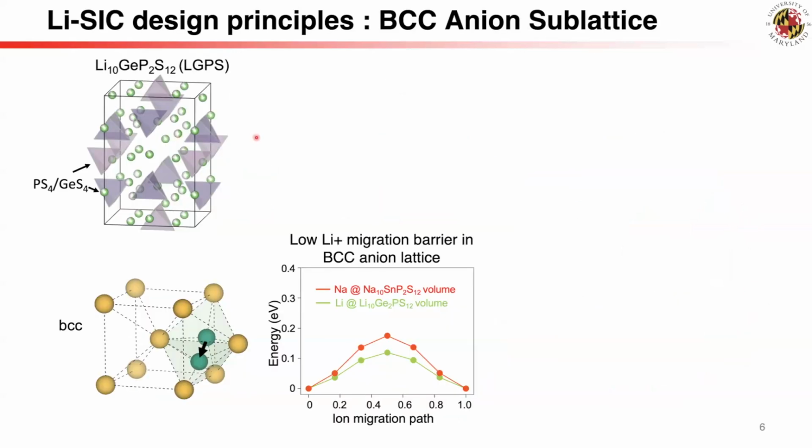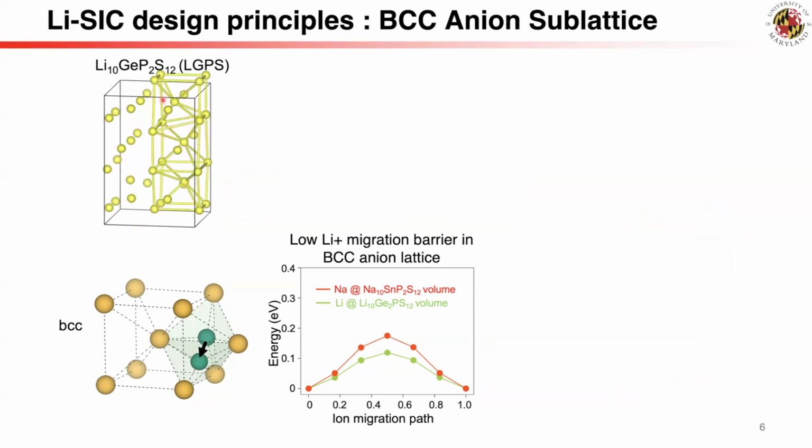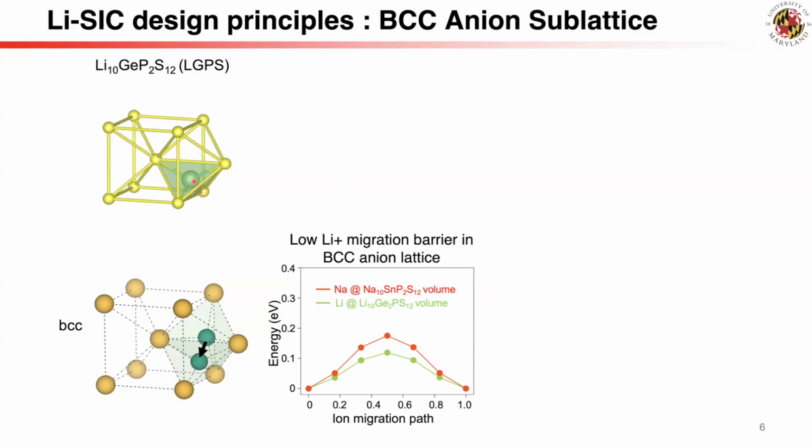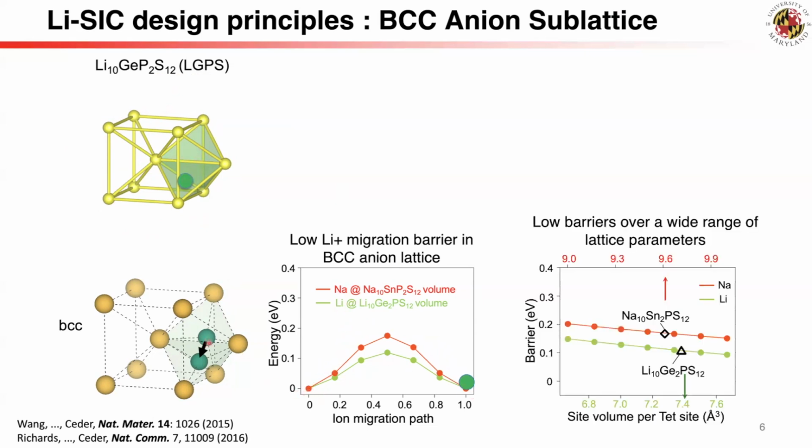So basically, we want to understand these differences and devise the design principles for sodium conductors. Let's first look at the design principle for lithium superionic conductors. Let's take LGPS, for example. If you look at the sulfur ions, you can find that they pack in a body-centered cubic framework. The lithium occupies a tetrahedral site and migrates from one site to the next by crossing this triangle bottleneck. This gives a very low barrier. Similarly, if you have sodium in this BCC anion framework, it also gives a very low barrier. Across a wide range of lattice parameters, they both show very low migration barriers.